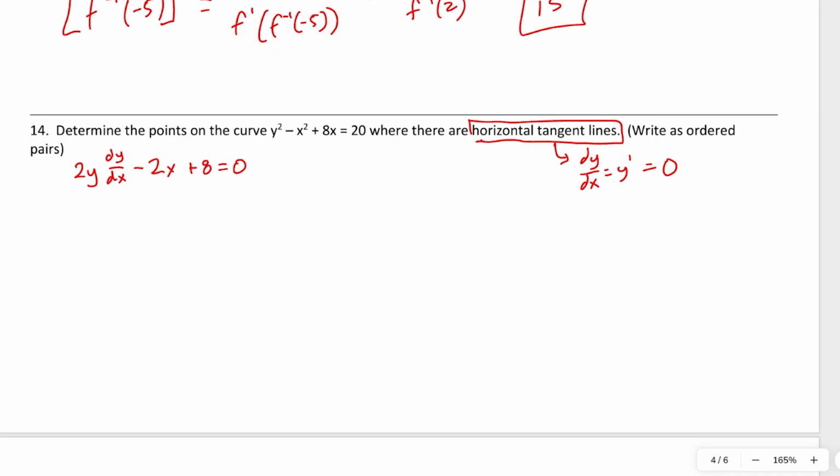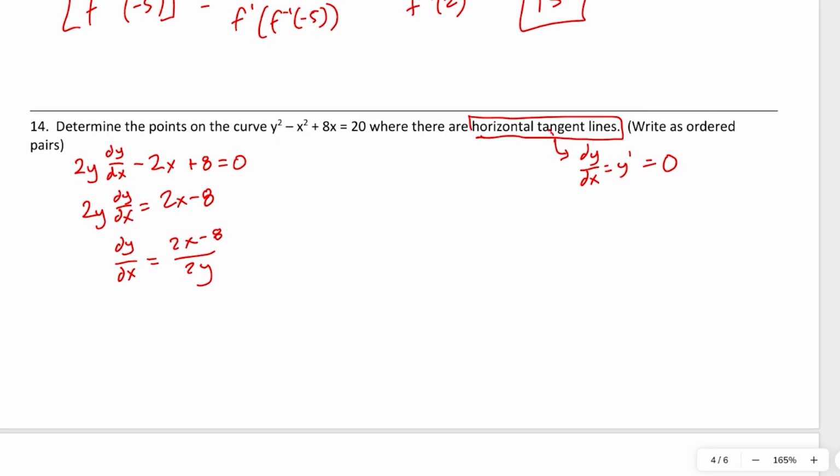So if I isolate that dy dx, 2y dy dx will equal 2x minus 8. Dividing both sides by 2y is going to give me my actual derivative here, which is 2x minus 8 over 2y. Okay, so if I'm looking for these horizontal tangent lines, they will be whenever this thing equals 0. If 2x minus 8 over 2y equals 0 and I multiply both sides by 2y, that's going to simplify to just 2x minus 8 equals 0. Adding 8 to both sides gives me 2x equals 8. And dividing both sides by 2 is going to give me x equals 4.